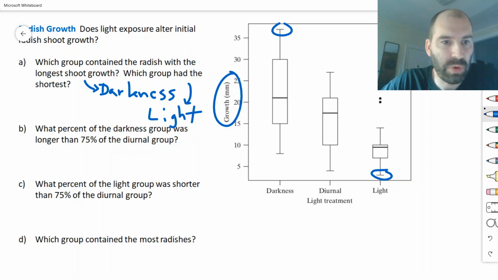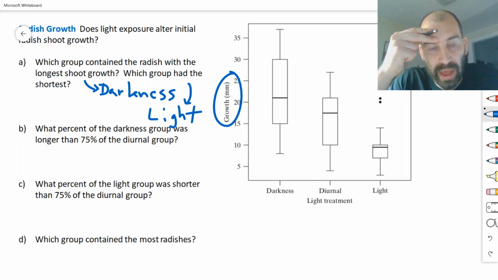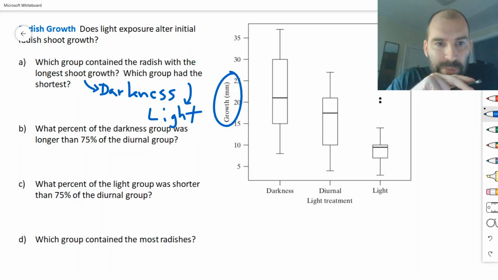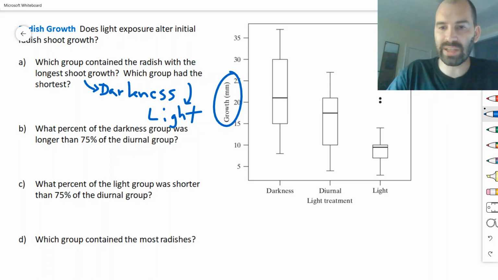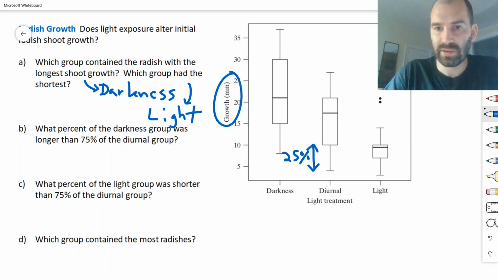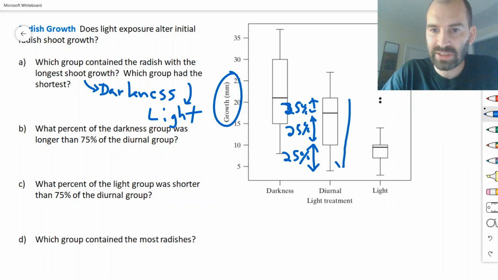What percent of the darkness group was longer than 75% of the diurnal group? Okay. Longer than, so that means higher than 75% of the diurnal group. So that means it has 75% of the diurnal group below it. Well, how do I get 75% of the diurnal group? Well, remember how the quartiles work. The first quartile is the first 25%. The second quartile is the second 25%. And the third quartile is the third 25%. So this much is 75%.